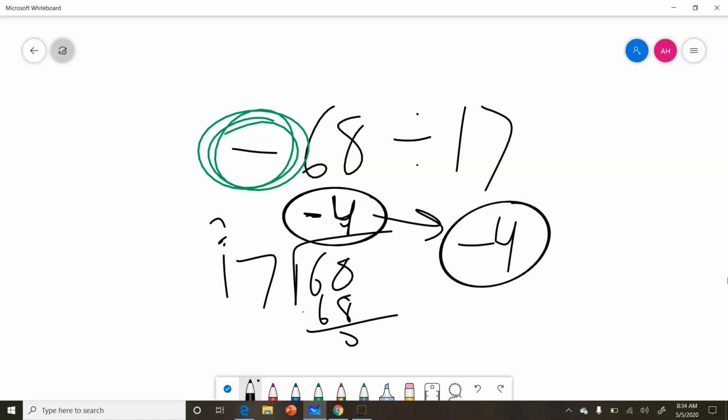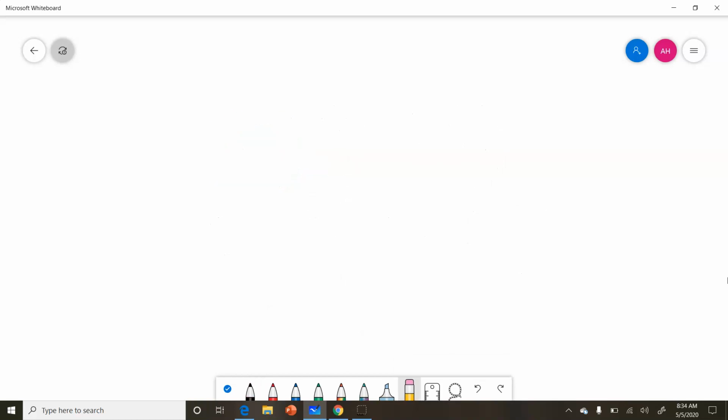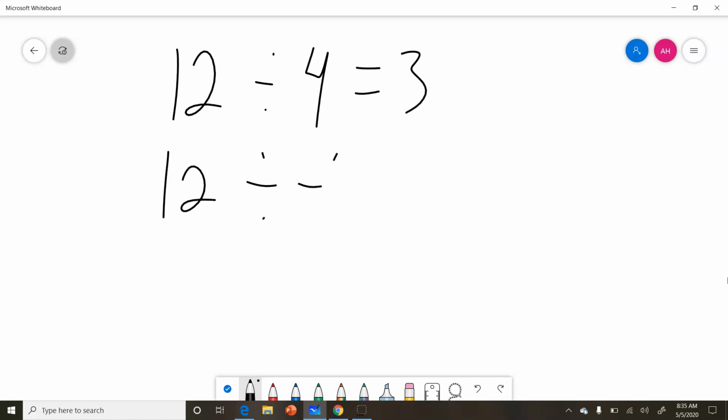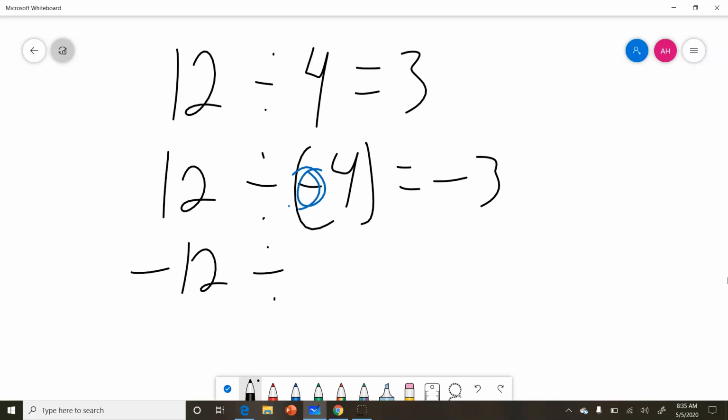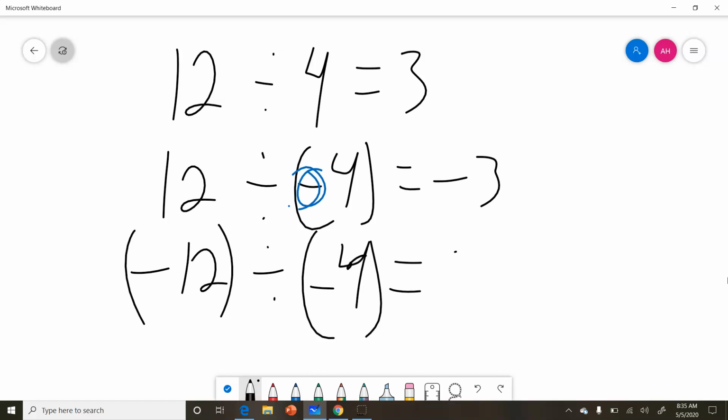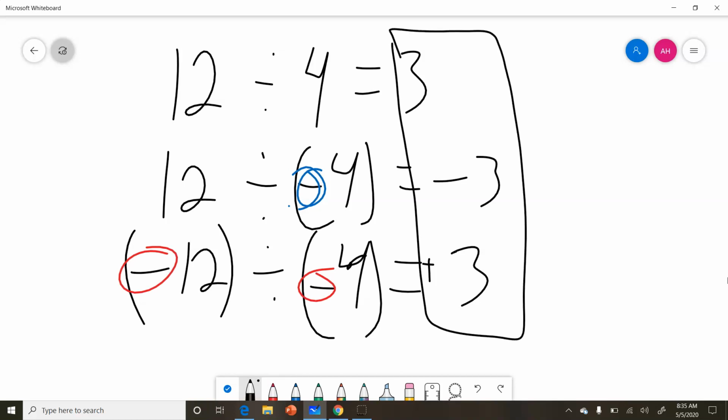Pretty straightforward. Honestly, I don't think you guys will struggle with this. I'm just going to write this again, a perfect example here. 12 divided by 4 is 3. 12 divided by negative 4 is negative 3. Why? Because of this negative sign. And negative 12 divided by negative 4 equals positive 3, because there's 1, 2 of them. So there's your answer key to help with this lesson, but it's literally the same thing as multiplication.